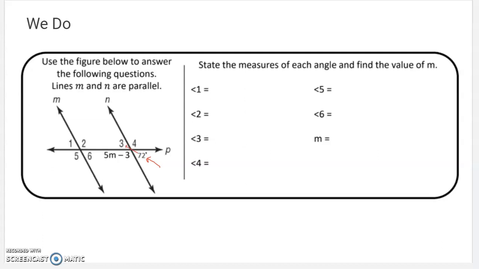I can see these two lines are parallel and they have a transversal. So I made a vertical angle here. 3 is vertical to the 72. So that one is quick to find out.